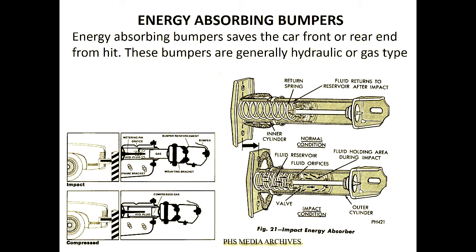The two pictures are actually showing the energy absorbing bumpers. The first one is the case when there is no hit, and therefore no fluid is available, no fluid orifice is visible. In the second case, the fluid orifices are visible and the flow of fluid is visible towards either side.